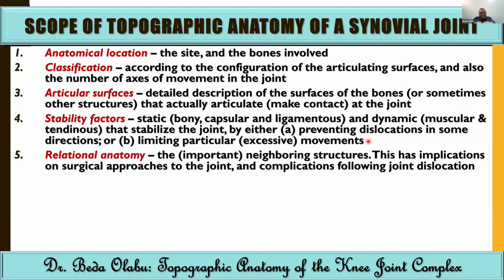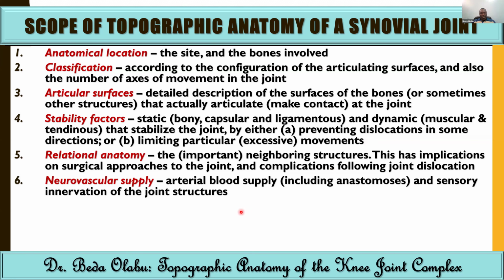Relation anatomy is an important aspect of topographic anatomy in general, not just related to joints, but in general. It is important because we want to know what is next to this particular structure. The implication is that it will inform how we approach this region during operations, or if there is an injury, which structures are actually at risk, and how we can make a diagnosis of some of these injuries based on some dislocation or fractures that we've seen. So it's important to understand the relation anatomy of any organ in the body, and joints are not excluded.